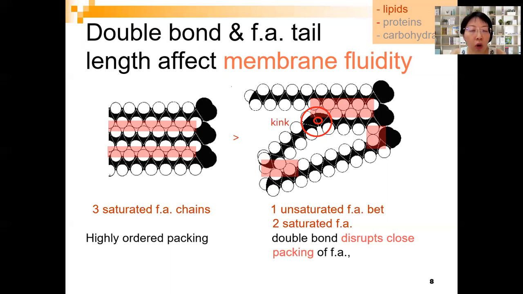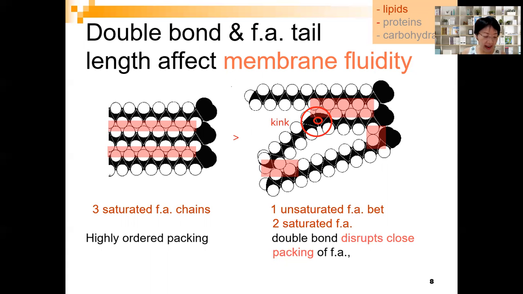Okay. So which membrane will be more viscous? Hui Min, left or right? Left side. Okay, so the right side will be more fluid, right? Which one will be easily frozen at lower temperature? Joyce. Left. Very good.